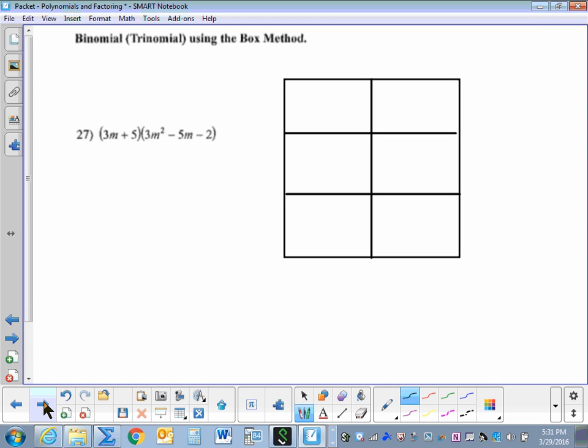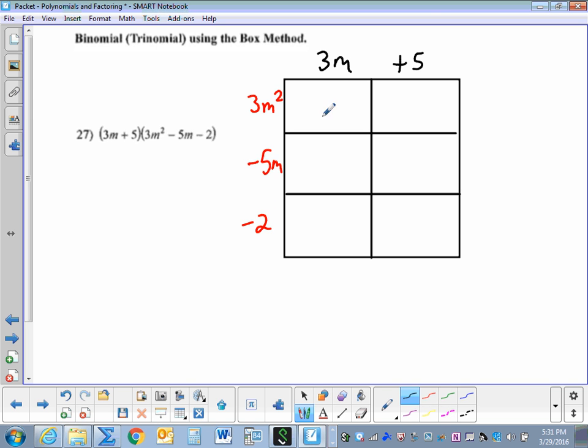Now we're going to try multiplying a binomial times a trinomial using the box method or the table. And in order to do this, instead of having a 2 by 2 box, we're going to have a 3 by 2. And you certainly could have a 2 by 3, or 3 by 2, it doesn't matter. So we're going to put the binomial up here in the column, so 3m plus 5, and I'm going to put the trinomial here. So 3m squared minus 5m minus 2.